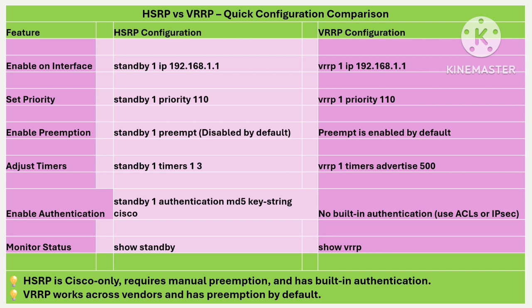Standby timers can be set like standby 1 timers 1 second and 3 seconds, whereas in VRRP you can set it as VRRP 1 timers advertise 500 milliseconds. And there is built-in authentication in HSRP, as we have seen, standby 1 authentication md5 key-string cisco, whereas VRRP has no built-in authentication. We can rely on access control lists or IPsec for VRRP configurations. And to monitor these groups, you can use show standby in an HSRP environment, whereas you can type show vrrp in a VRRP environment.